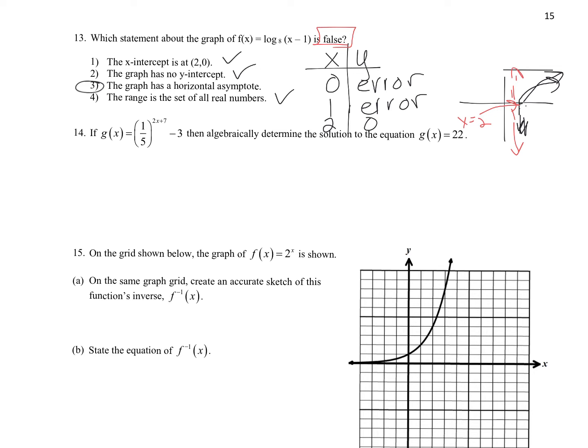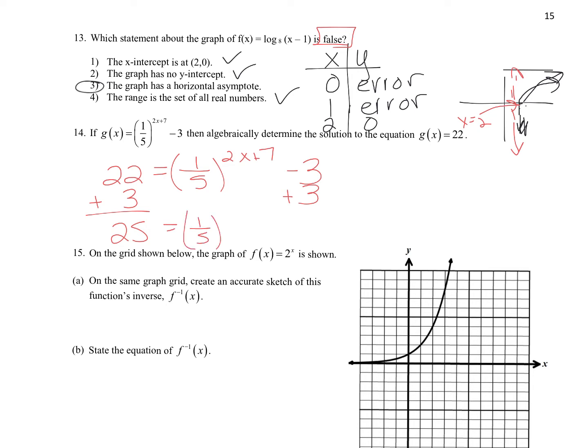So here's our next equation. We have g of x and we want to know when it's equal to 22. It does say we have to use algebra on this one. So the first thing I'm going to do is move over the 3. And I get 25 equals 1/5 to the 2x plus 7. So now I want to make the bases the same. So 25 is 5 squared. 1/5 is 5 to the negative 1. They're both powers of 5. And this is also raised to the 2x plus 7.